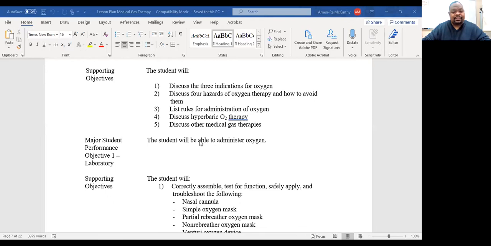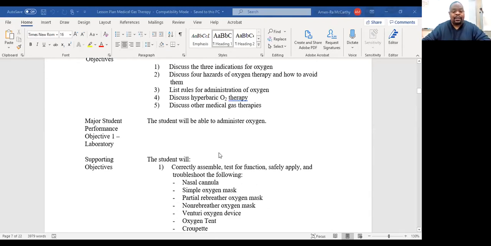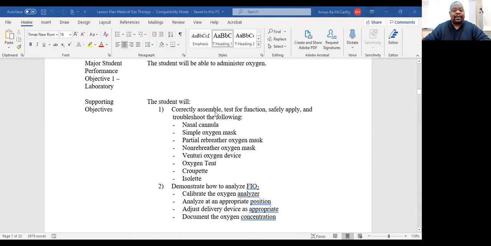The rules for giving oxygen. You're going to learn how to discuss hyperbaric oxygen therapy. And that is when we go down some atmospheres in a hyperbaric chamber. We talked about that a little bit in the last lesson. Then you'll also be able to correctly assemble and test function the nasal cannula, simple oxygen mask, the partial rebreather, the non-rebreather, the Venturi mask, oxygen tent, a croupette, and an isolette.